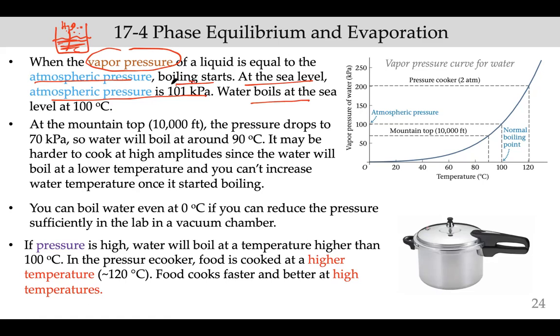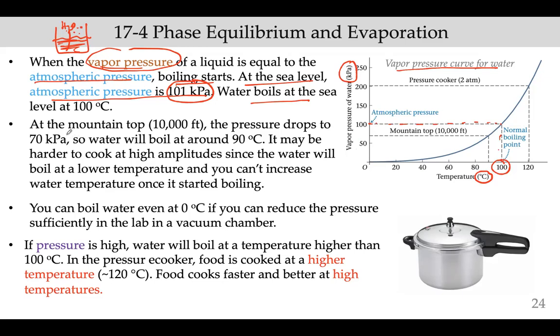So if water boils, this is the atmospheric pressure. Remember, the boiling happens when the vapor pressure equals the atmospheric pressure. So I have the vapor pressure curve for water here. Here we have the pressure in kilopascals and we have the temperature. Now, at sea level, for water to boil, we need its vapor pressure to be equal to atmospheric pressure, which is here. So what is the temperature that satisfies this? And that temperature is 100 degrees Celsius.